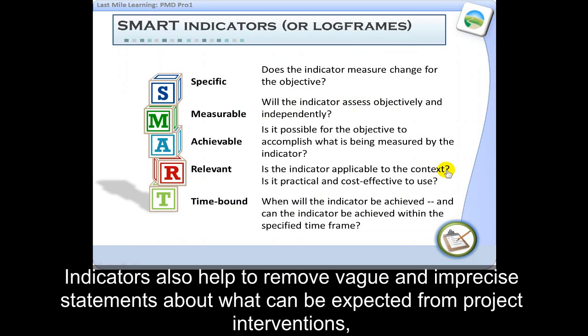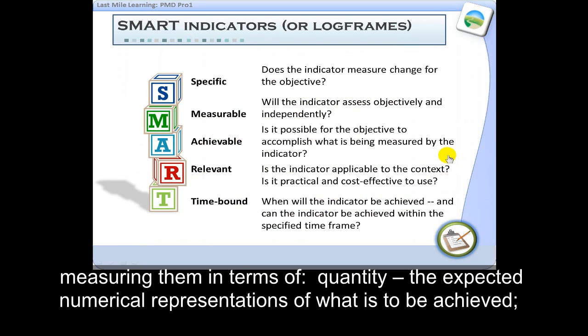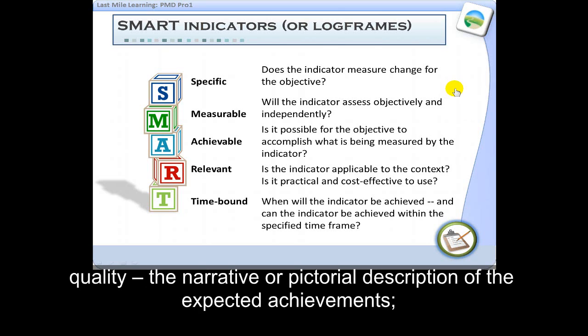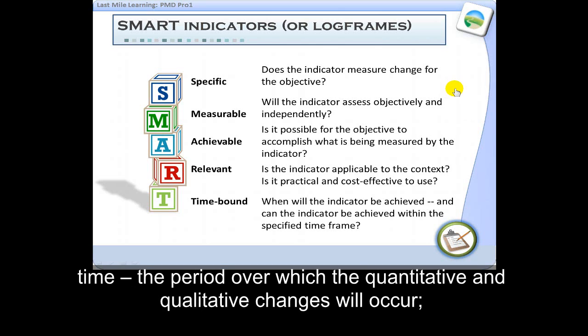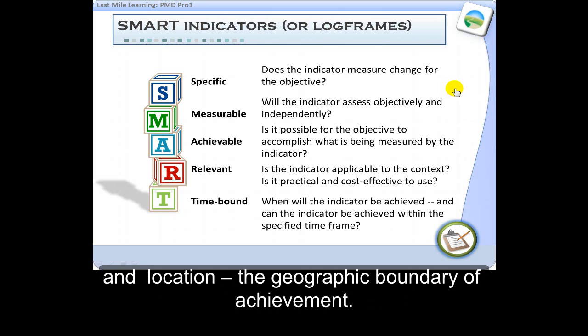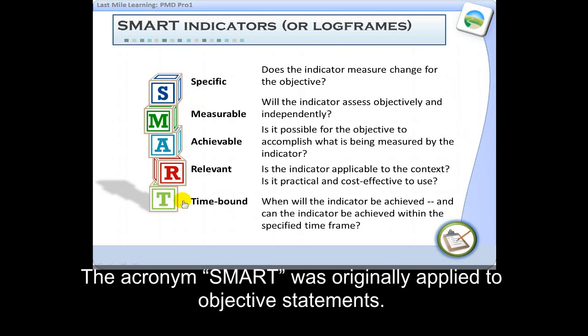Indicators also help to remove vague and imprecise statements about what can be expected from the project interventions, and measuring them in terms of quantity, the expected numerical representation of what is being achieved, and quality, the narrative or pictorial description of the expected achievements, time, the period over which the quantitative and qualitative changes will occur, and location, the geographic boundary of achievement. This acronym, SMART, S-M-A-R-T, was originally applied to objective statements.